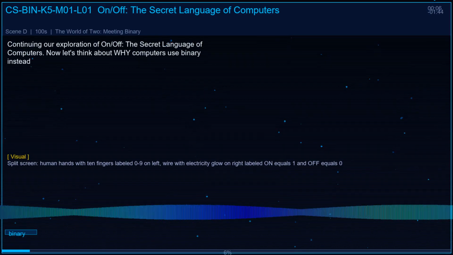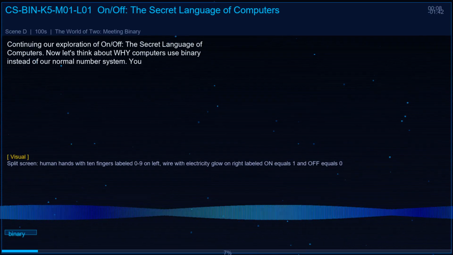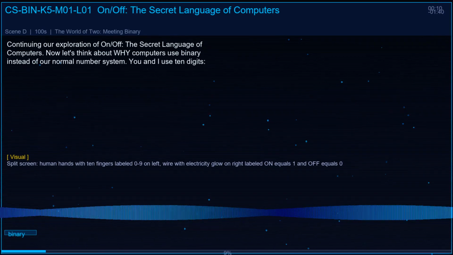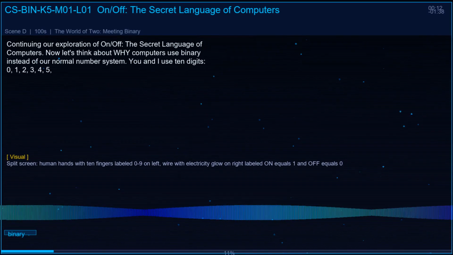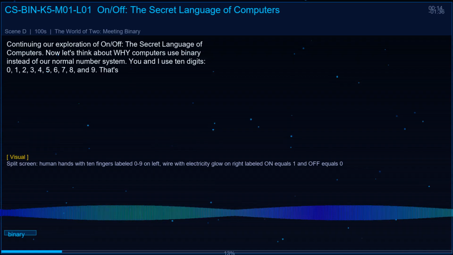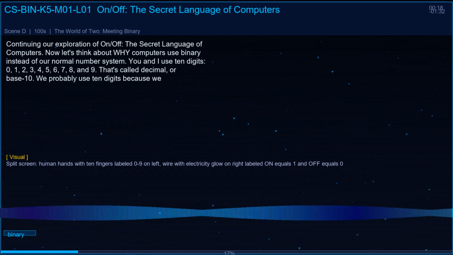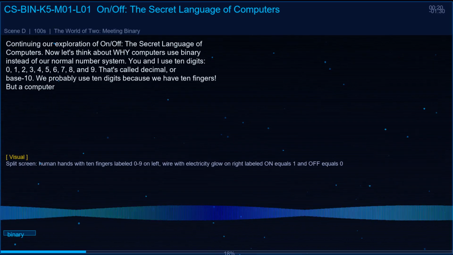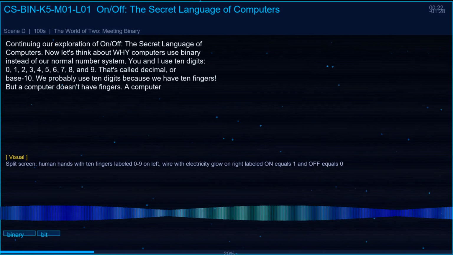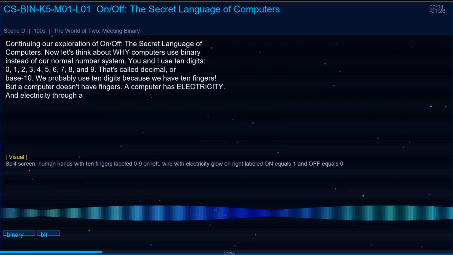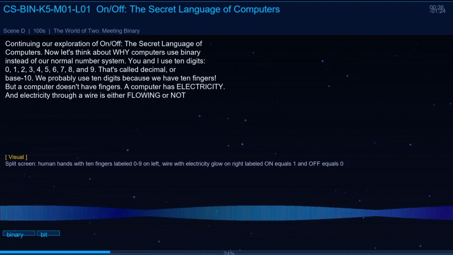Now let's think about why computers use binary instead of our normal number system. You and I use 10 digits, 0, 1, 2, 3, 4, 5, 6, 7, 8, and 9. That's called decimal, or base 10. We probably use 10 digits because we have 10 fingers. But a computer doesn't have fingers.